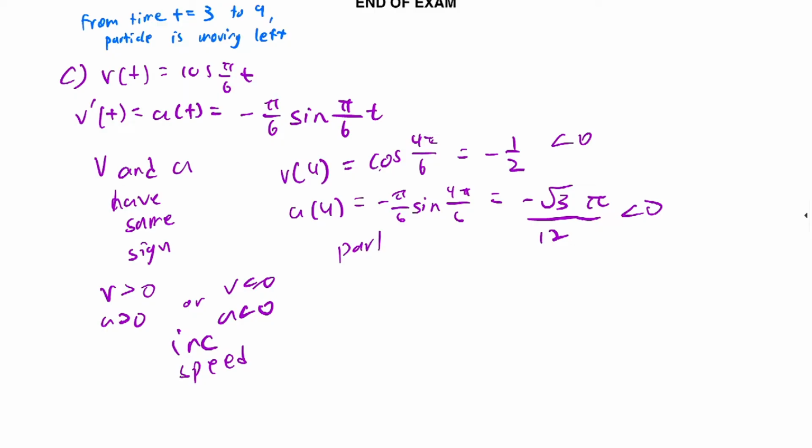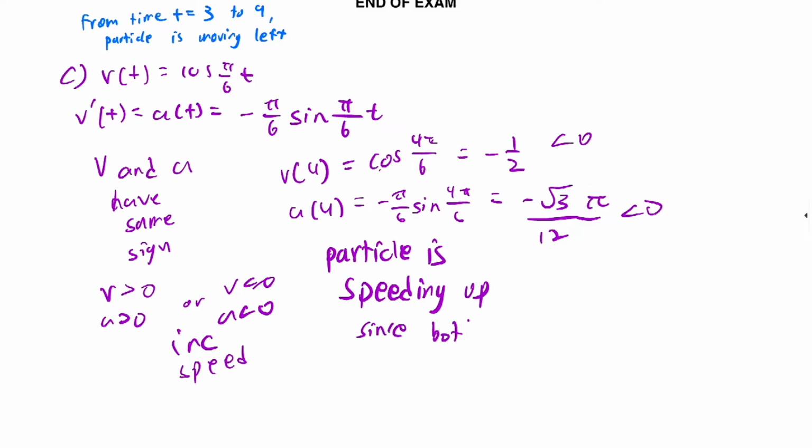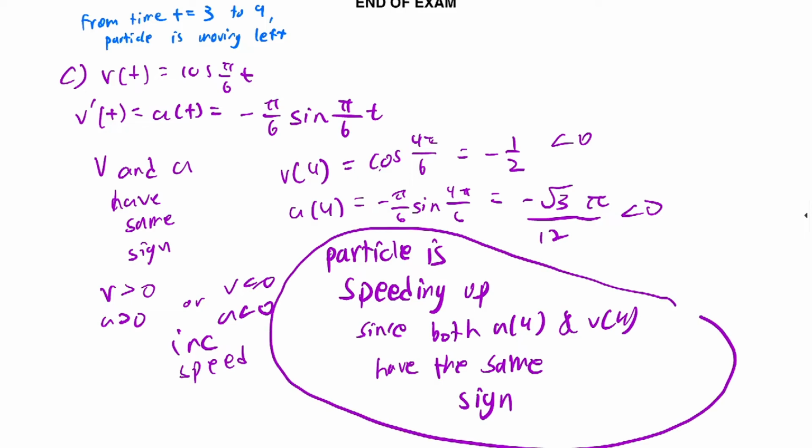So the particle is speeding up, and I'll write this better actually. Let's rewrite this. Okay, so the particle is speeding up since both a of 4 and v of 4 have the same sign. Okay, so this is your solution.